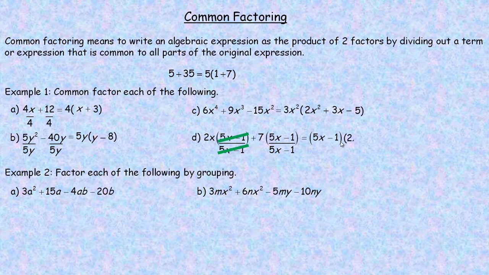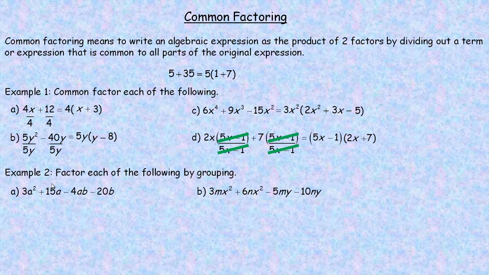So in the second bracket, we're going to put 2x. And when this divides out here, notice there's still a 7 here, so this would be a plus 7. So that's how the original 2x, 5x minus 1 plus 7, 5x minus 1 would factor. And again, if you expanded the original question out and expanded this out, you would get exactly the same terms. That's how you could check to make sure your factoring is correct.